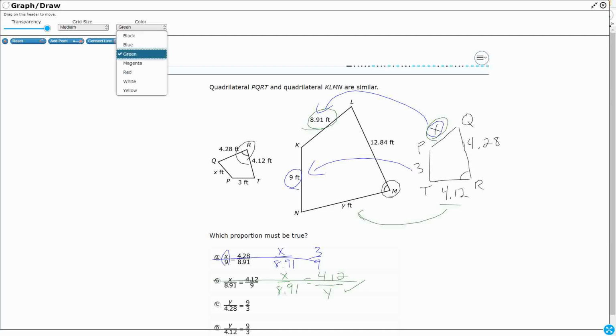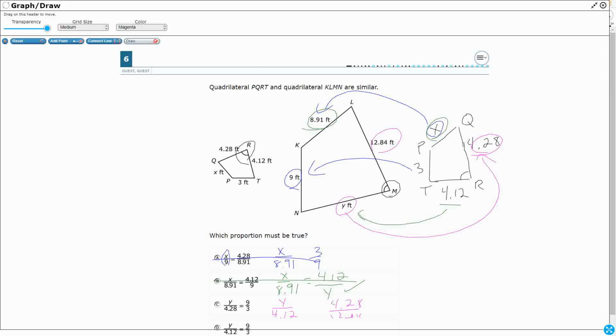Let's check C. Y, that's the large one now, over 4.28, and take a look what we've got. Those two do not line up. And it's obvious now. That's why I always suggest rotating it, because it might be hard to tell if they're not in the same orientation. Y would go with the 4.12, right? Or this 4.28, if we wanted to, could go with the 12.84, because these two go together. But the y and the 4.28, not going to work.